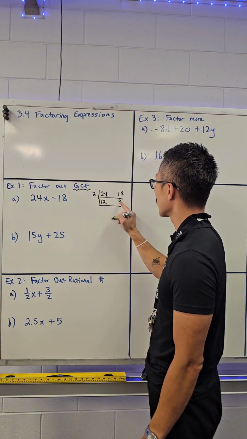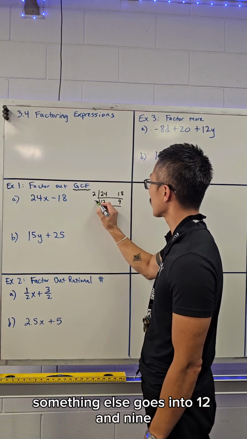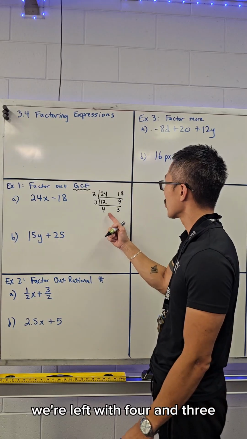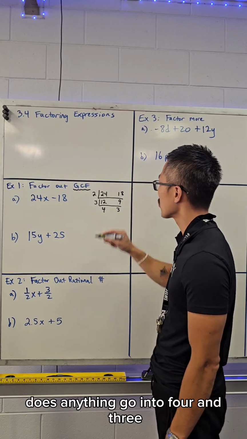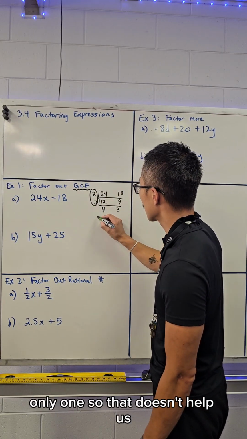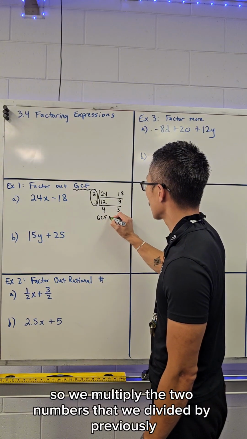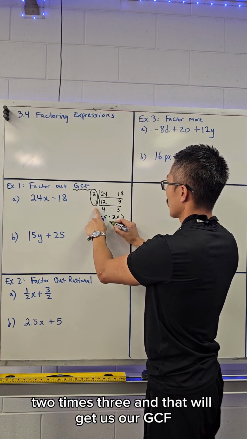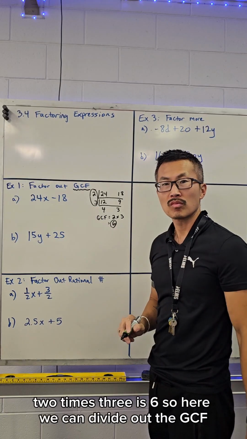But wait, something else goes into 12 and 9, and that will be 3. Dividing, we're left with 4 and 3. Does anything go into 4 and 3? Only 1, so that doesn't help us. So we multiply the two numbers that we divided by previously, 2 times 3, and that will get us our GCF. 2 times 3 is 6.